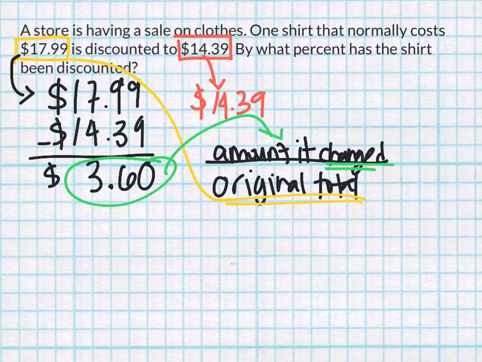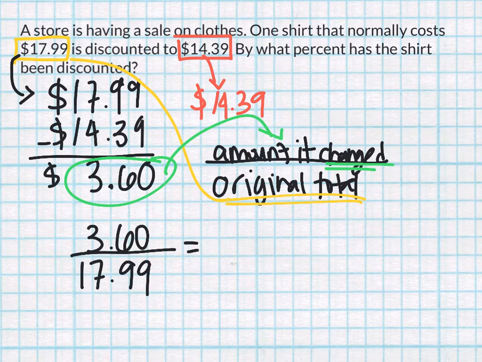So we're going to do $3.60 divided by $17.99. And please do this in a calculator. Don't make it harder on yourself. There's no need to try and do this longhand. You can, but it's going to take a bit. So when I do 3.60 divided by 17.99, I get 0.2001. And a whole bunch after that.